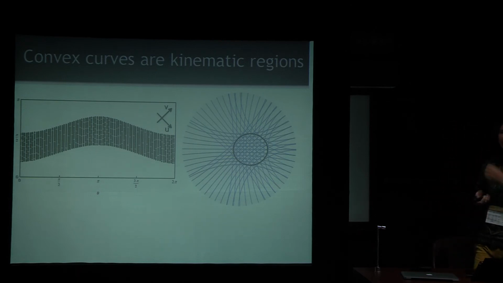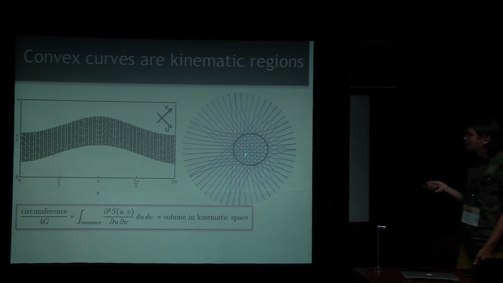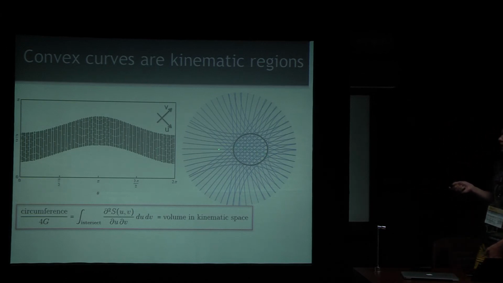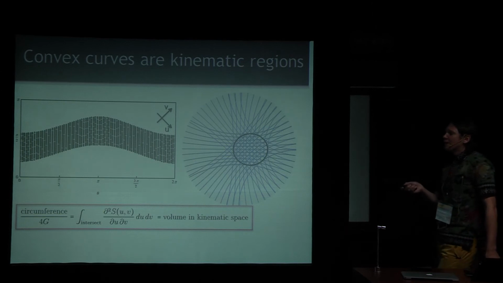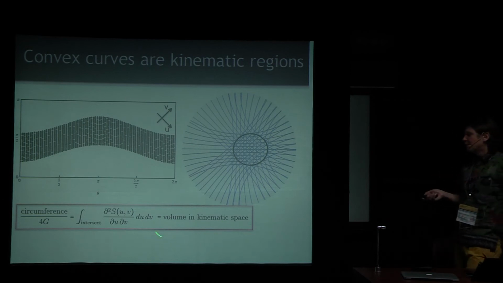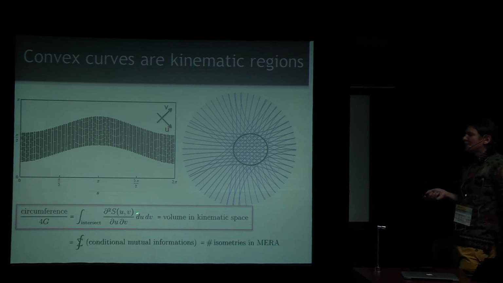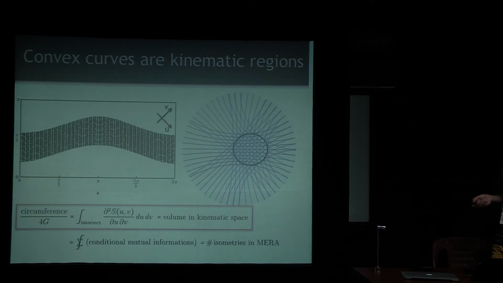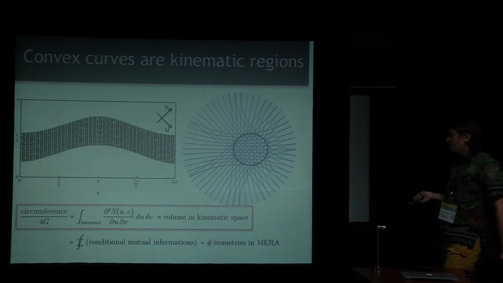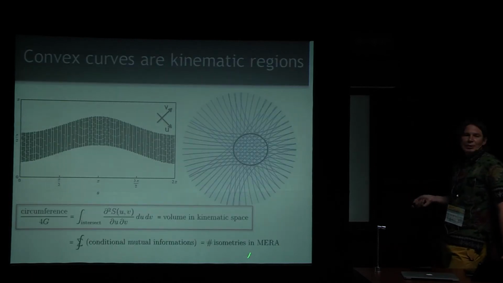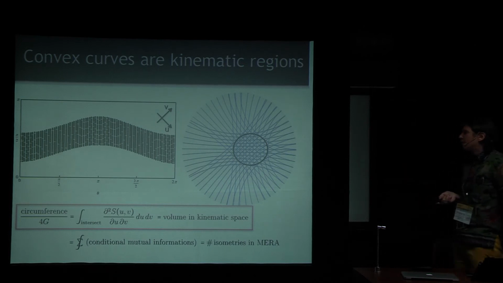Now, this wouldn't be a very meaningful statement. I mean, it would be true, but trivial, if I couldn't attach a quantitative meaning to it. But it is very quantitative. The statement is that the length of this curve, in this case the circumference of the curve, is exactly equal to the volume of this region in kinematic space under the measure that we have defined on the previous slides. So in particular, because we constructed our measure from conditional mutual information, we discovered that the length of any curve in the bulk of AdS is really a combination of a bunch of conditional mutual informations. Or in the language of MERA, it simply counts the number of isometries in some region of MERA.